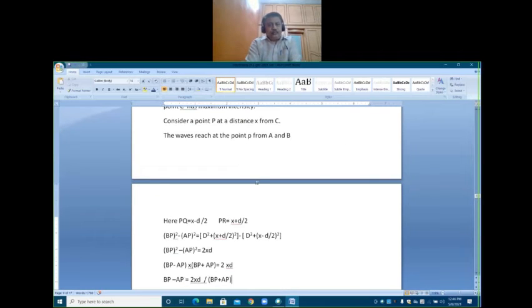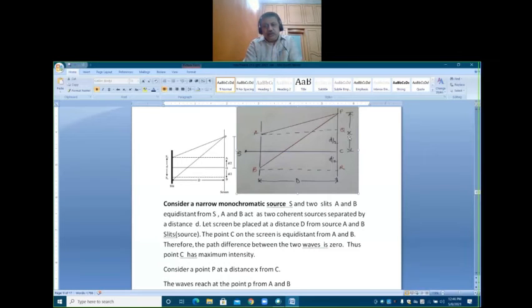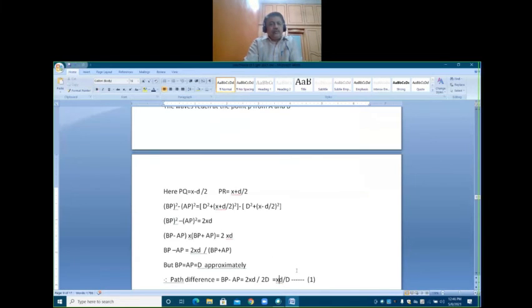Now, for the waves reaching point P from A and B, PQ is equal to x minus d by 2. See, P to C is x and Q to C is d by 2. Therefore, PQ is x minus d by 2, and P to R is up to C, it is x, and C to R is d by 2. So it is x plus d by 2. Therefore, PQ is equal to x minus d by 2, PR is equal to x plus d by 2.